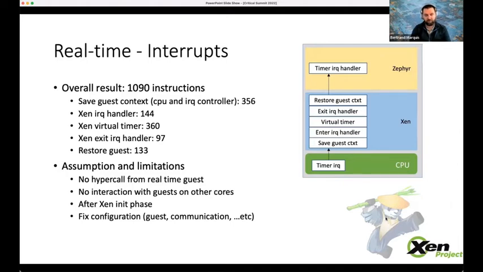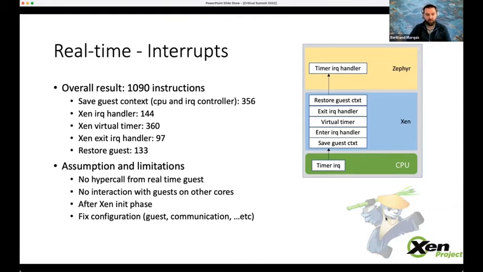Overall, Xen can need up to 1,090 instructions to forward an interrupt, with several big steps. First, saving the guest context. When the interrupt occurs, the guest is running, so we need to save its state first. Then running the guest interrupt handler, and in it, the handler specific for the virtual timer. Finally, restore the guest context so that it can handle the interrupt. The overall number is quite good. On a modern CPU, 1,000 instructions is not much.